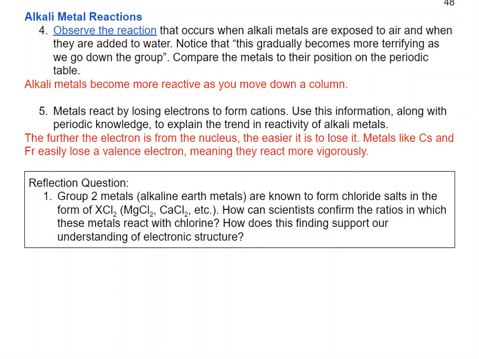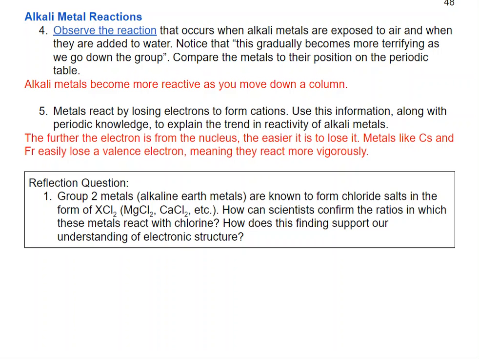So metals like cesium and francium very easily and readily lose that valence electron, meaning that they react more vigorously. For your reflection questions, we know that group 2 metals form chloride salts in the form of XCl2. How can we confirm this ratio, and how does this support our understanding of the electronic structure?